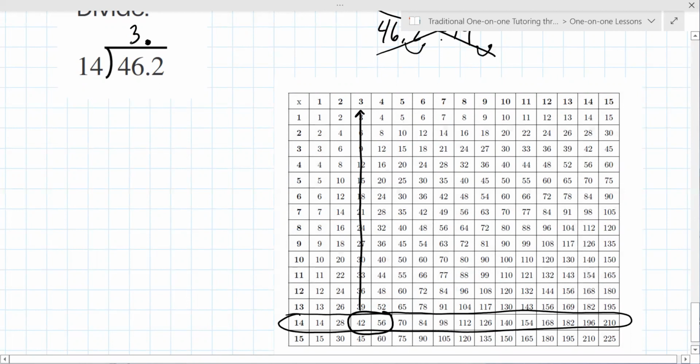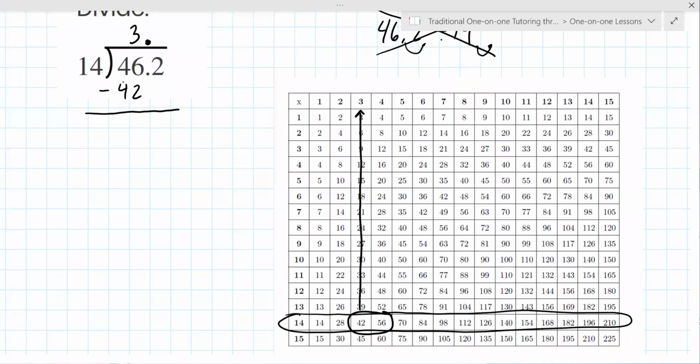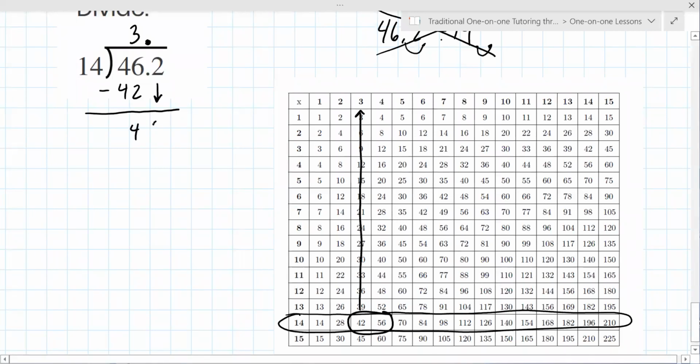What is 3 times 14? It's in your table. 14 times 3, 3 times 14. 42. Do you see though it's in your table? You figure out which one it is, but then you reuse it. It's 42. Now you subtract. What is 46 minus 42? 4. And then you bring down the next number, 2.